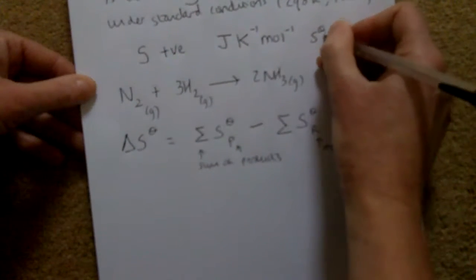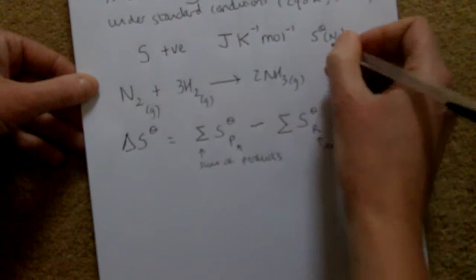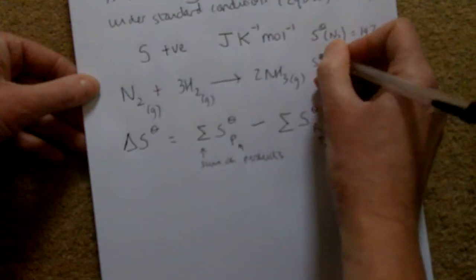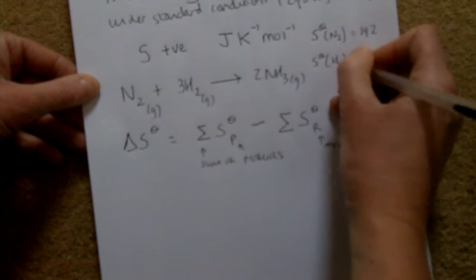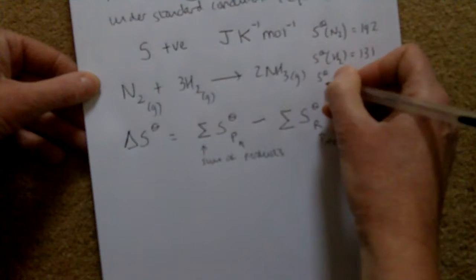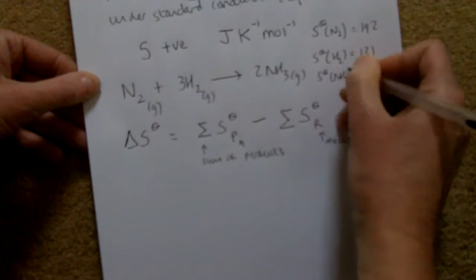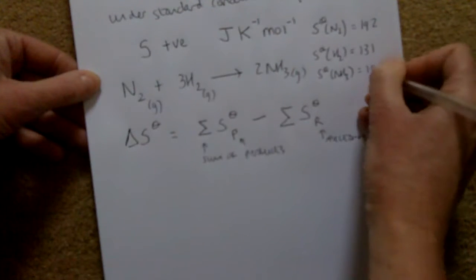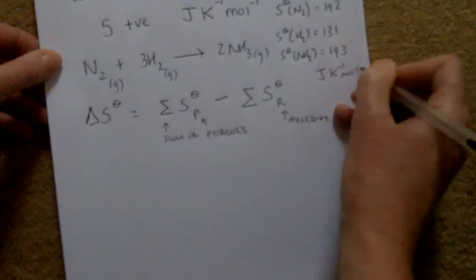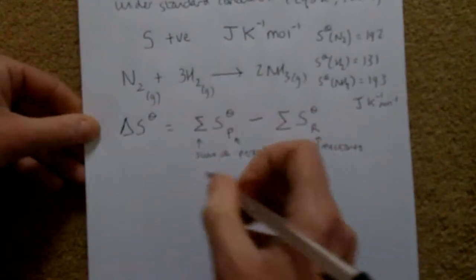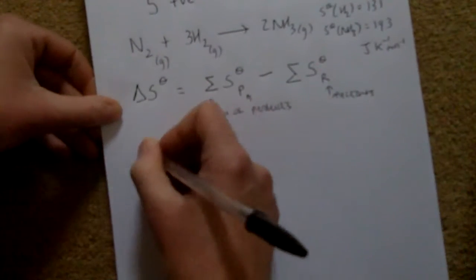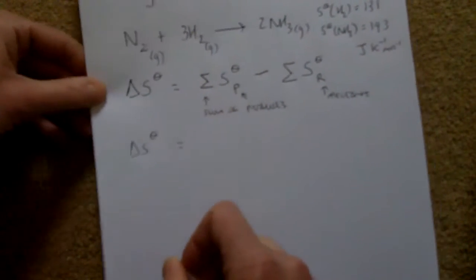So for example, the entropy of nitrogen is a value of 192. The entropy of hydrogen is 131. The entropy of ammonia, you'll be given these values, is 193. And the units are all joules per Kelvin per mole. It's all done under standard conditions.